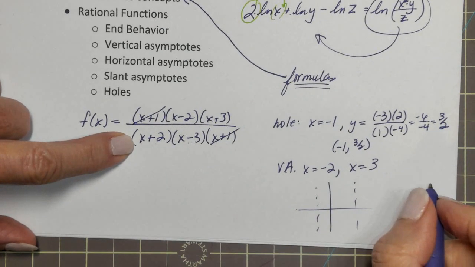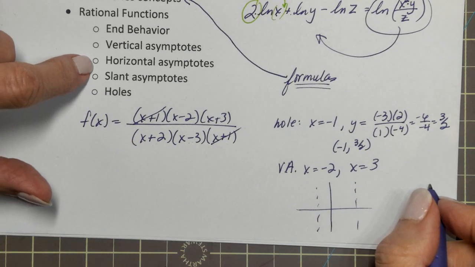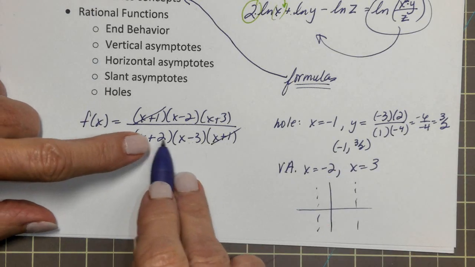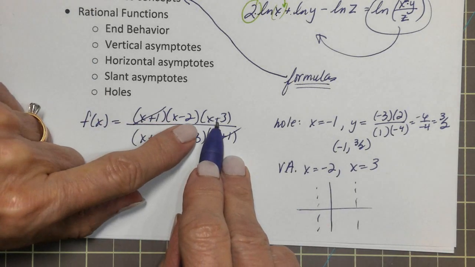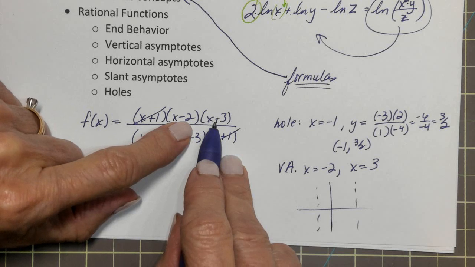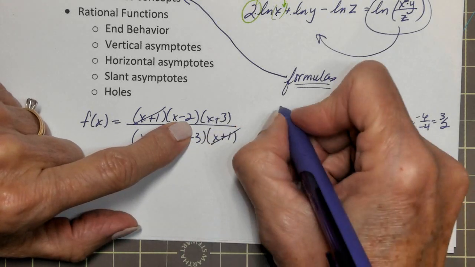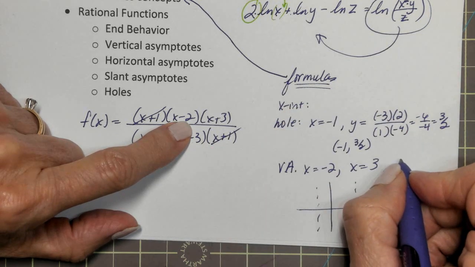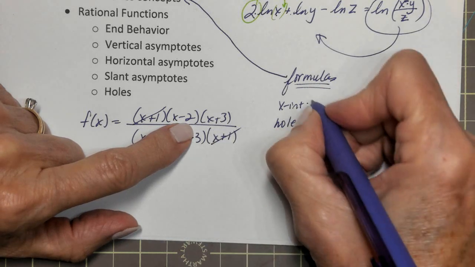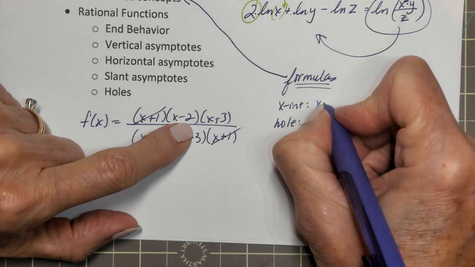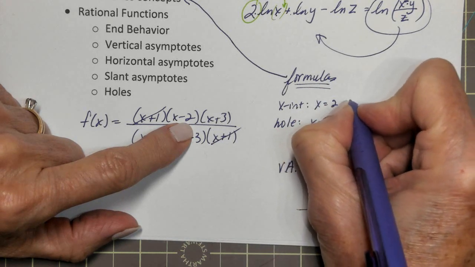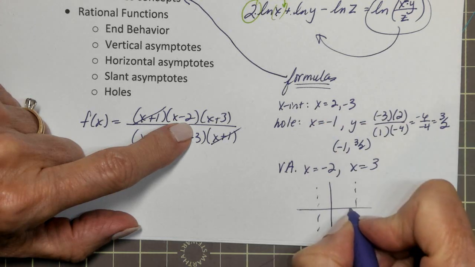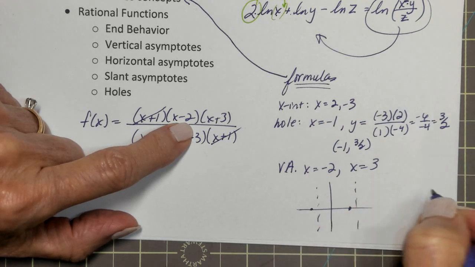Before we go to horizontal asymptotes, what is happening when the remaining numerator factors are 0? Well, those are your x-intercepts. The x-intercepts are your remaining numerator factors, what makes those 0. So the x-intercepts would be at x equals 2 and negative 3. Okay?